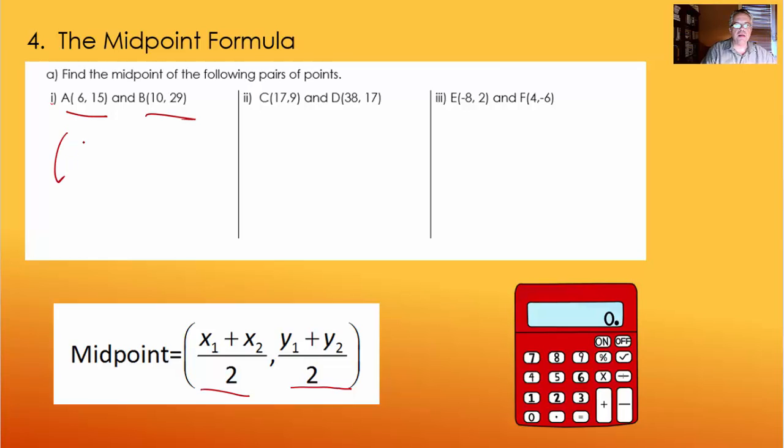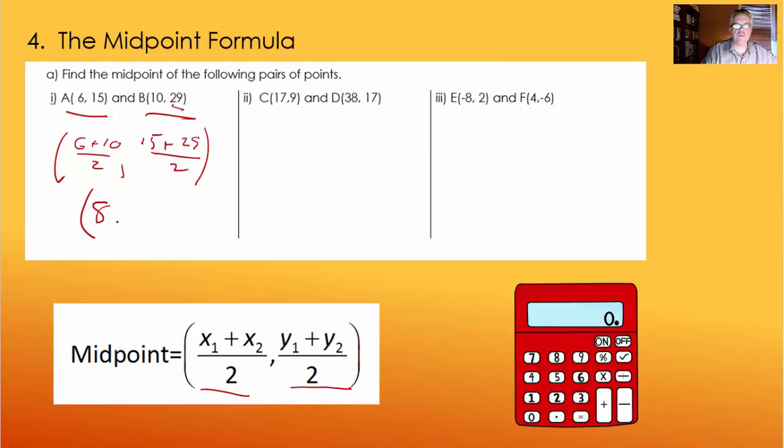So we add the x's and divide by 2. 6 is the x coordinate of the first point. 10 is the x coordinate of the second point. So you do 6 plus 10 divided by 2. I'm using this formula here. Add the x's and divide by 2. Then we're going to add the y's and divide by 2. This is the y coordinate of the first point, plus this is the y coordinate of the second point, divided by 2. All right, 6 plus 10 is 16, divided by 2 is 8.